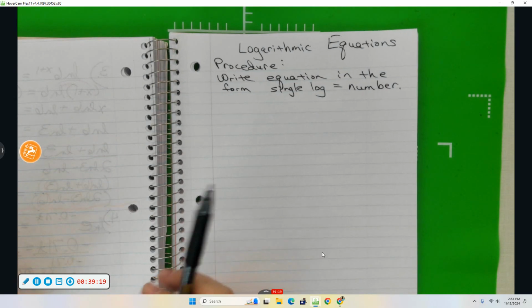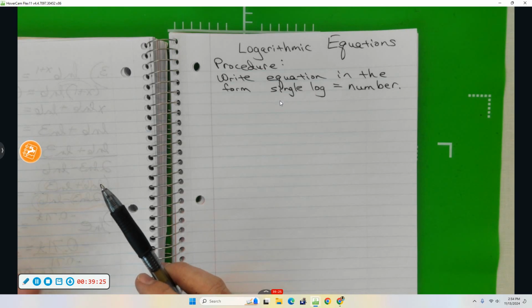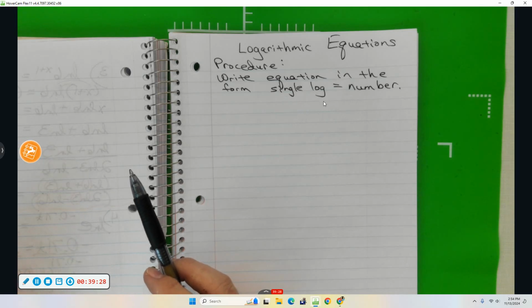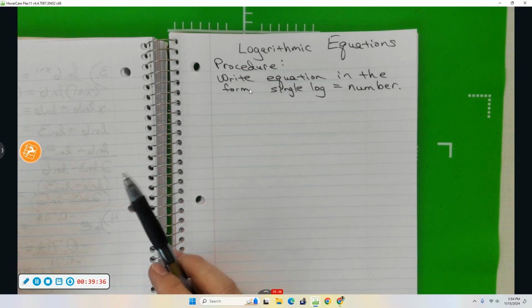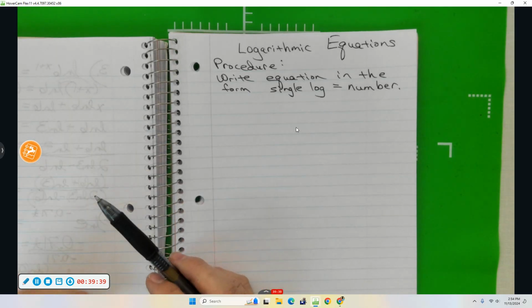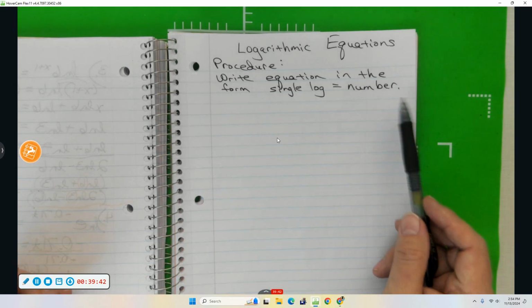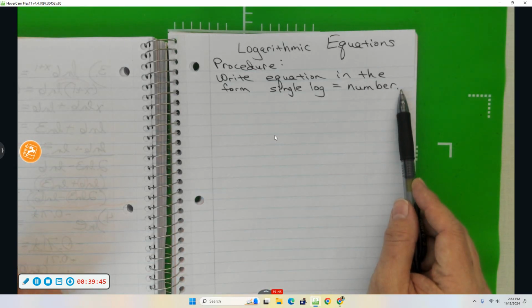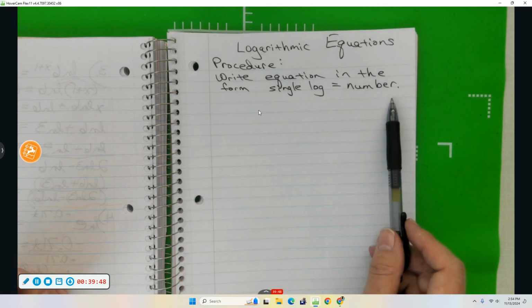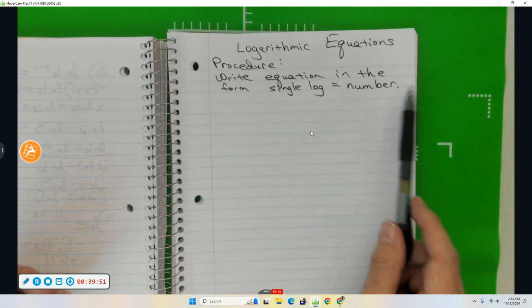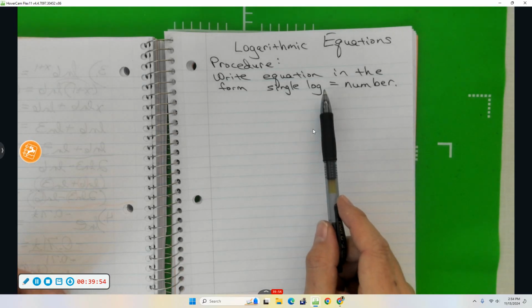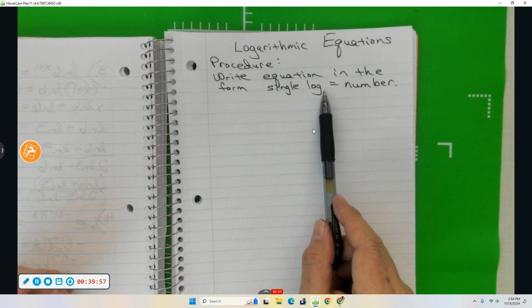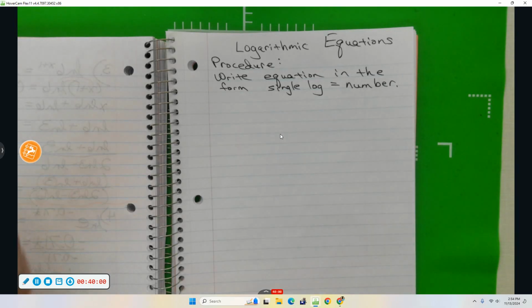Then, if you think about it, it's really quite brilliant. To solve an exponential equation, what were we using? We were using logarithms. To solve a logarithmic equation, what are we going to use? We're going to use exponents. Remember, exponents and logarithms are inverses of one another, so it makes sense that you have to write your equation in the form single log equals a number. Then that stuff that we have there will be turned into exponents. You'll use the base of the logarithm as the base of the exponent to cancel out the logarithm.